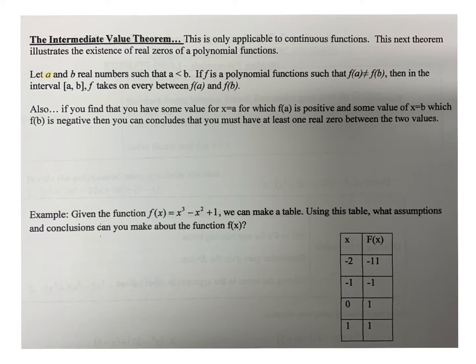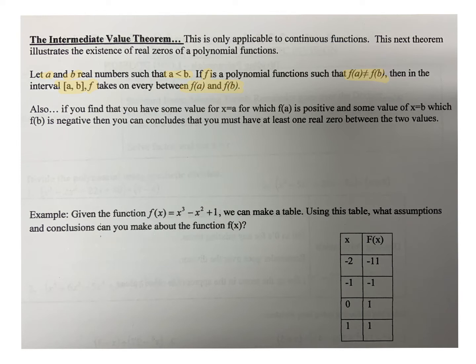We have a and b that are real numbers, and a is smaller than b. They are my x values. When I plug a into the function, or the polynomial f, and I plug b into the polynomial f, I get different values. So f of a and f of b cannot be the same. Then on the interval from a to b, these are x values, the polynomial f takes on every value from f of a to f of b.